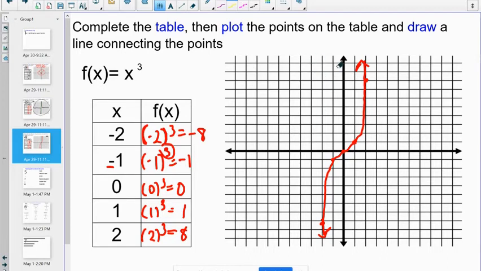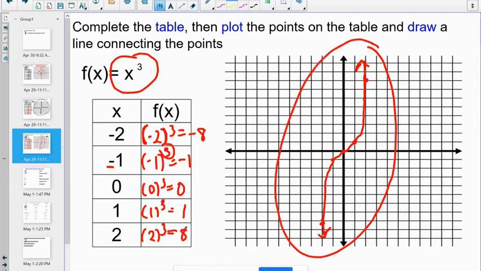So remember, now the x cubed is going to look like this guy here, where it's going to start off down here, come and crisscross, move over, and then come up here.